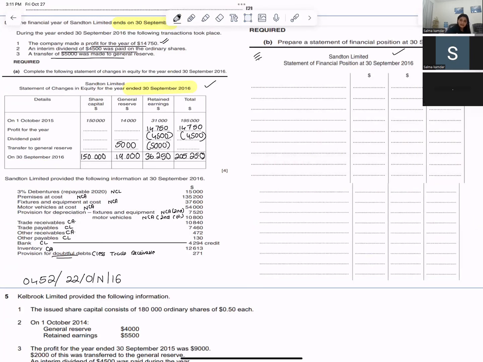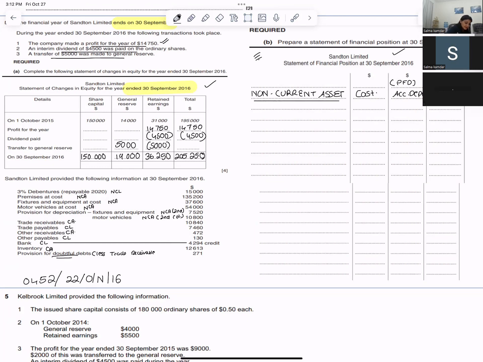Okay, start. First, we write non-current assets. Three columns are there. What are the three columns? Cost, accumulated depreciation, and net book value. Accumulated depreciation is also called provision for depreciation.